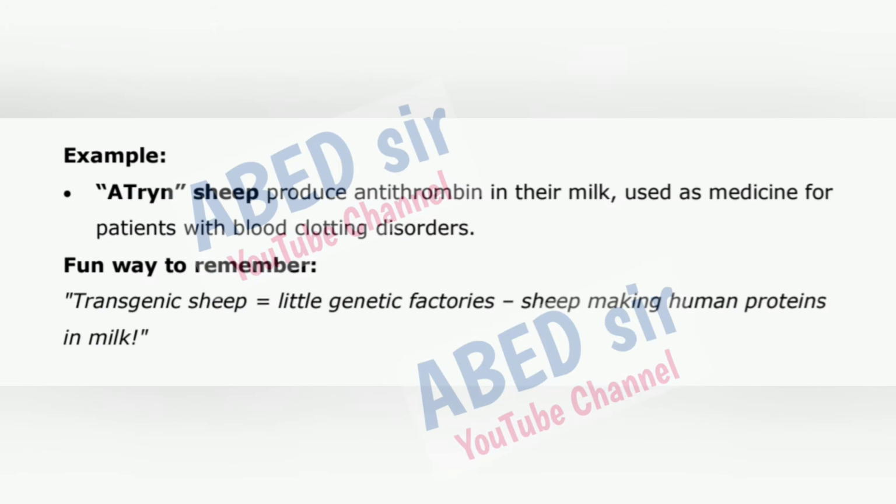Example: ATRYN sheep produce antithrombin in their milk, used as medicine for patients with blood clotting disorders. Fun way to remember: transgenic sheep equals little genetic factories, sheep making human proteins in milk.